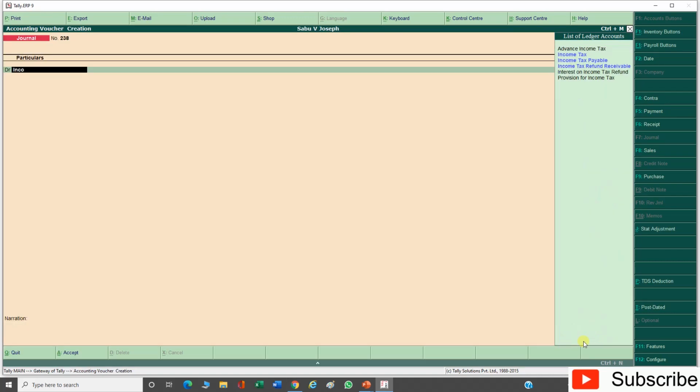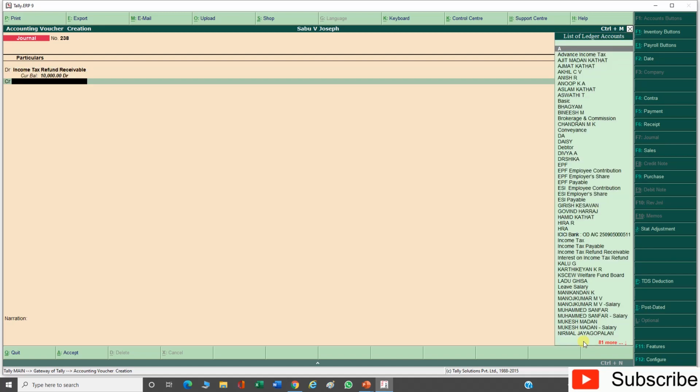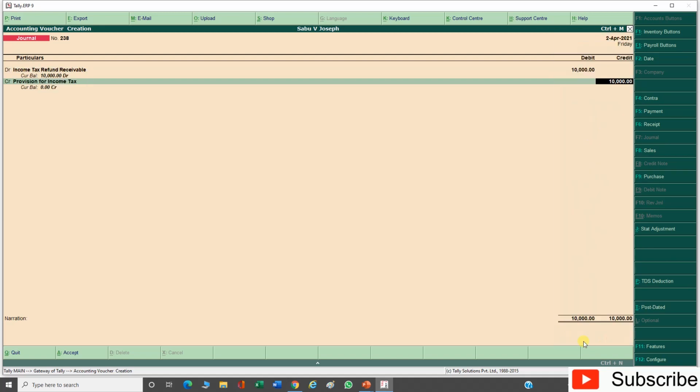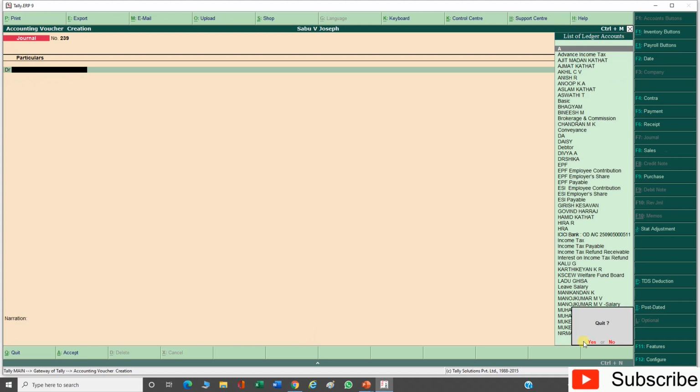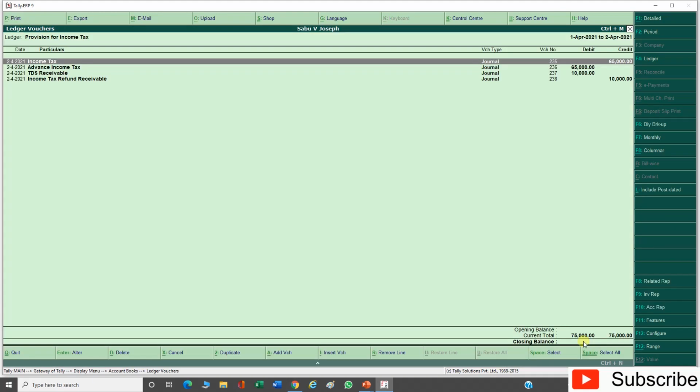Debit to income tax refund receivable 10,000. Credit will be given to provision for income tax 10,000. Narration being excess amount paid to the government transferred. Now go to the provision for income tax account. Now the account is showing nil balance. Account is closed. Now our liability is closed.